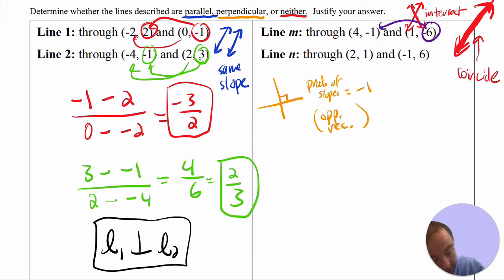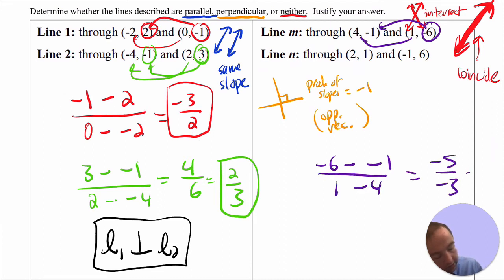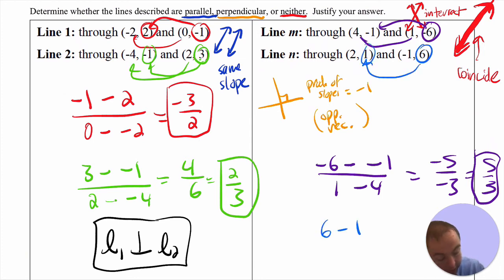And then if we move over to line M and line N and we find the slopes there, you're going to have a -6 minus -1 for the change in the y's, and then a 1 minus a +4. So you end up getting -5 over -3, which gives you a positive 5/3 slope because it's a negative divided by a negative. And then for the other line, line N, if you do 6 minus 1 for the change in y's, and then -1 minus +2 for the change in x's, you get +5 over -3, which is going to be -5/3, of course, for a slope.